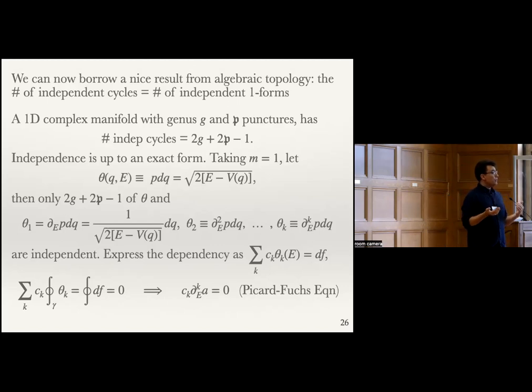And from algebraic topology, we learned something really interesting. The number of independent cycles on our genus G surface and the number of holomorphic one forms on that surface are directly related to each other. In fact, they span a finite dimensional vector space, and that vector space has a dimension of 2 times the genus plus 2 times the number of punctures minus 1.